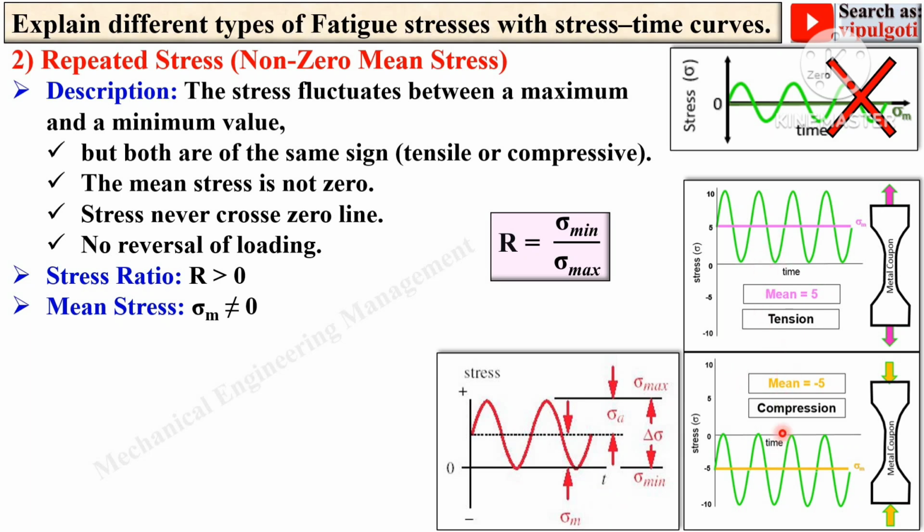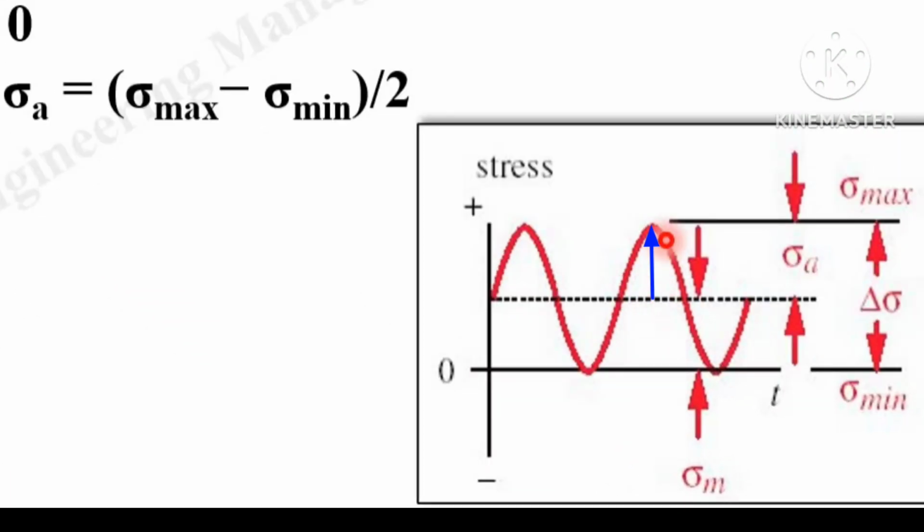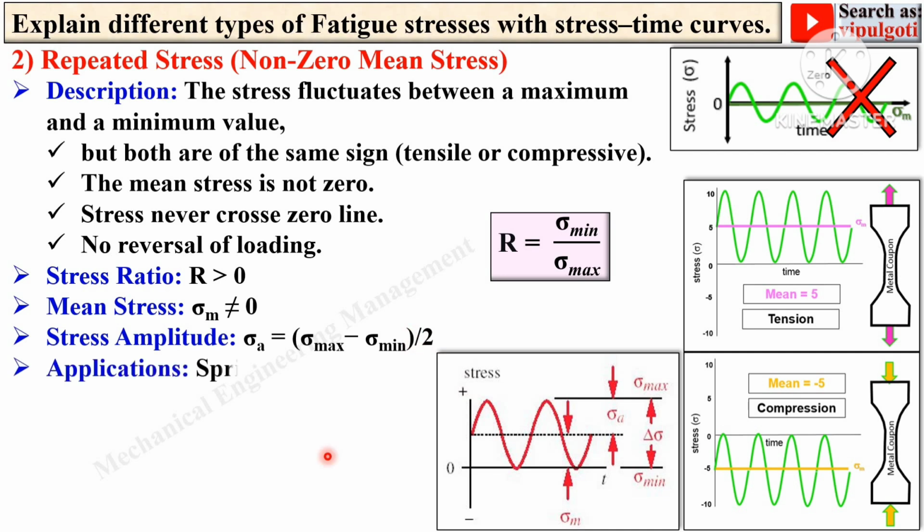In this case you can see stress amplitude. This is the stress amplitude sigma A, and that is exactly equal to sigma max minus sigma minimum, that means this value divided by 2, then you will get sigma A. So sigma A is (sigma max minus sigma minimum) divided by 2. Applications: springs, bolted joints, automotive components, etc.